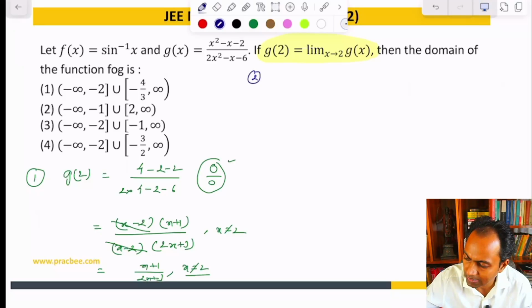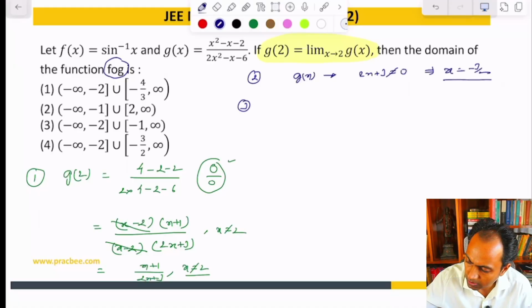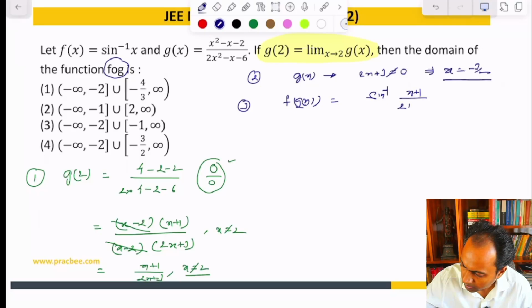Now the question asks what happens for this sine inverse x. So see, for any kind of fog related function, it should be defined for g(x), and g(x) would be defined if the denominator, that is 2x plus 3, is not equal to 0. That would mean x is not equal to minus 3 by 2. Third thing that we are going to say is basically, if I figure out f of g(x), then it would be sine inverse of (x plus 1) by (2x plus 3).